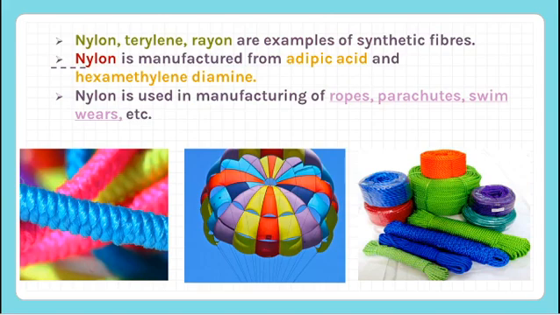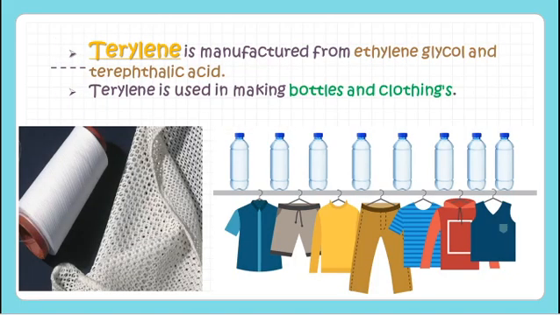Nylon is made up of adipic acid and hexamethylene diamine, which is used to prepare ropes, parachutes, swimwear, etc. And terylene is manufactured from ethylene glycol and terephthalic acid. It is used in the manufacturing of clothing and also bottles.